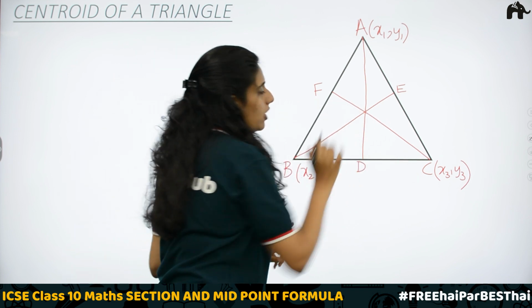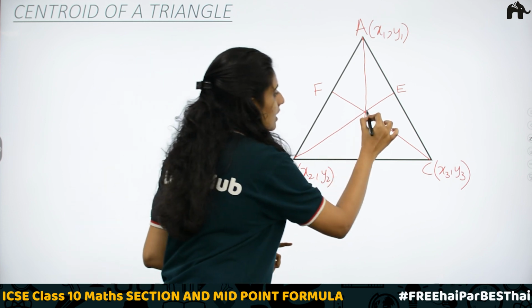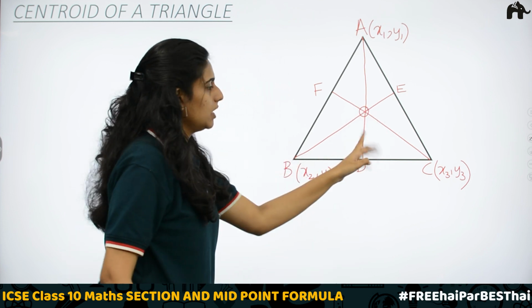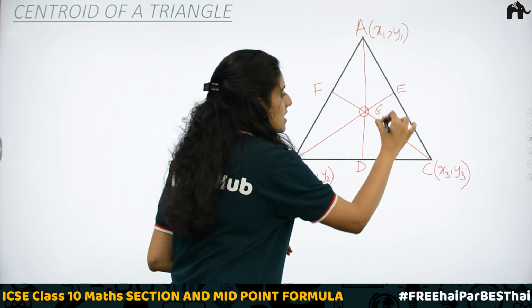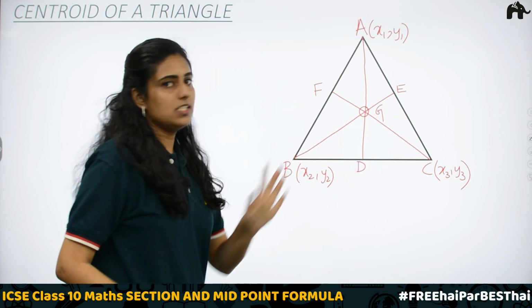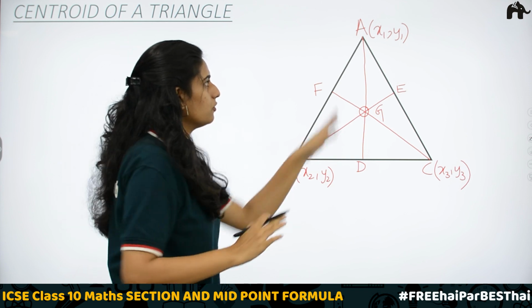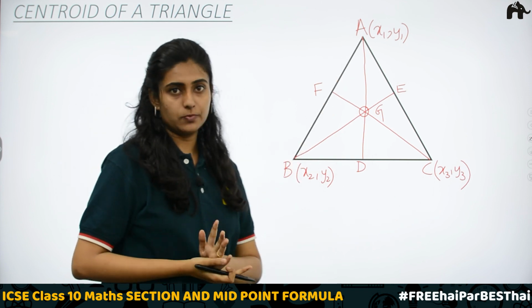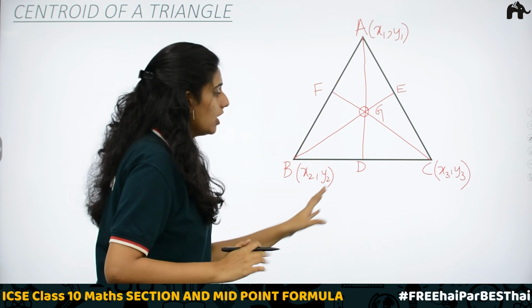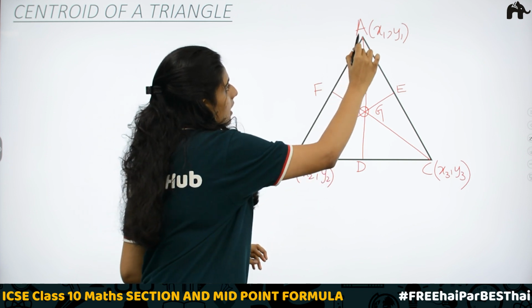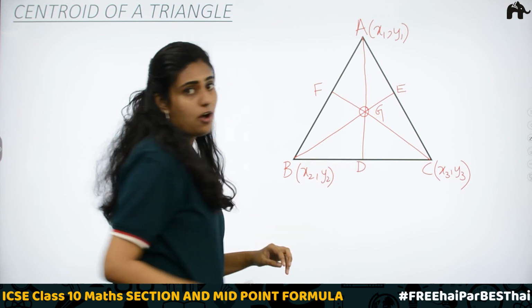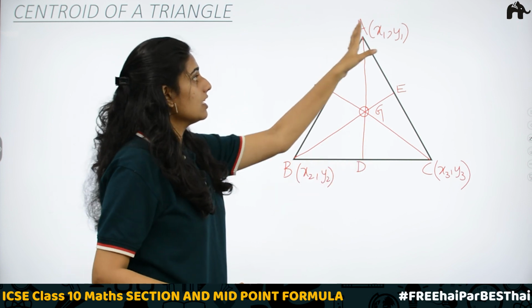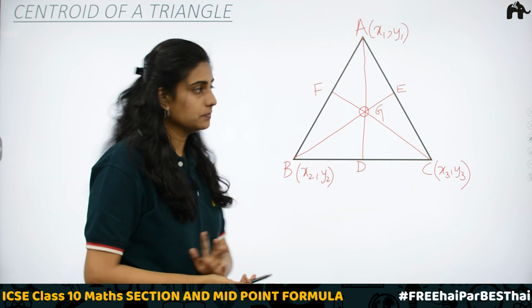They meet at a point, you can see this, all these three medians meet at a point. I am marking this point as G. This point is called centroid of triangle ABC. Therefore, centroid is the intersection point of the medians of the triangle ABC.